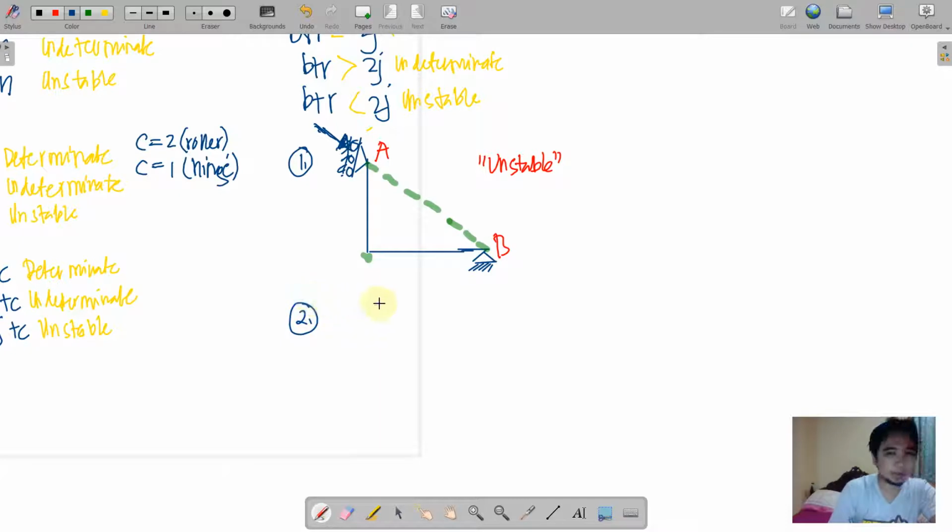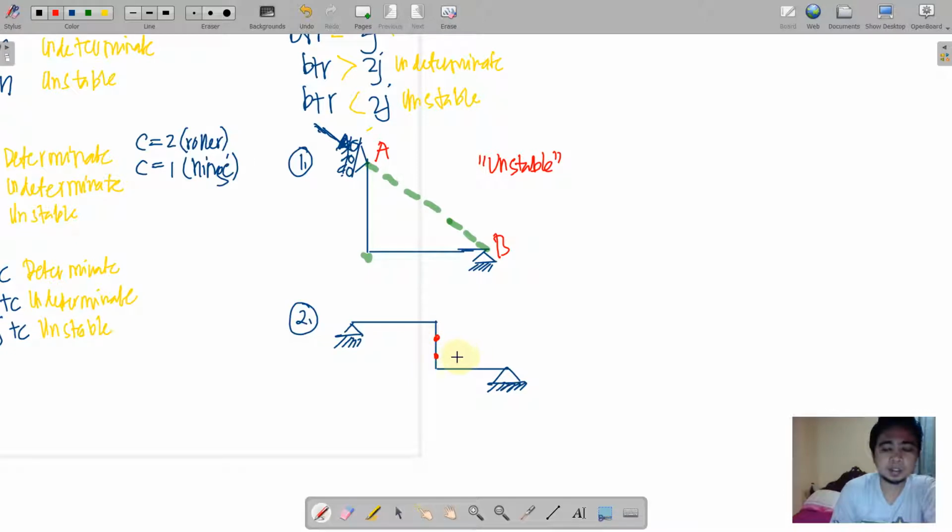So for the second example, if we have here another frame, and then this is supported by two hinges. Say we have two hinges there, and then there will be an internal hinge present at this member. Let us now investigate what is the determinacy of this beam.